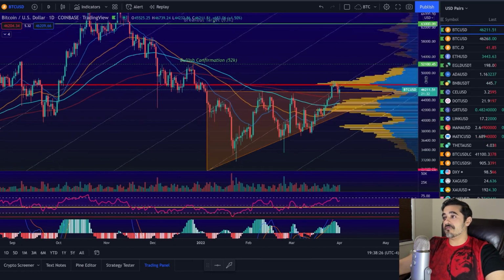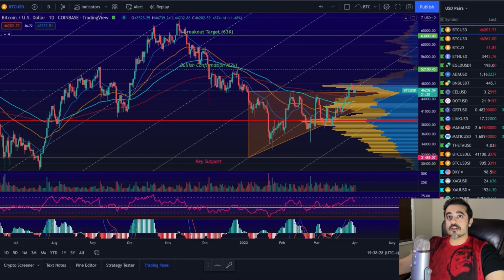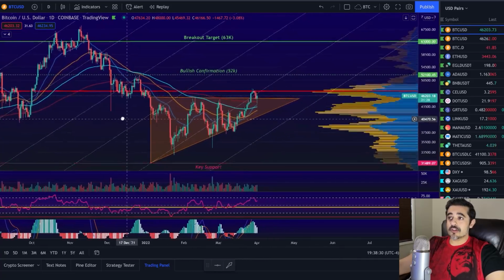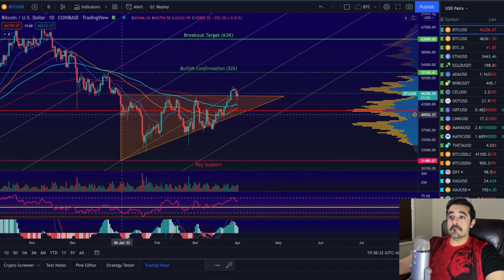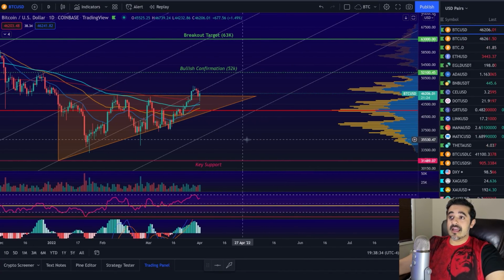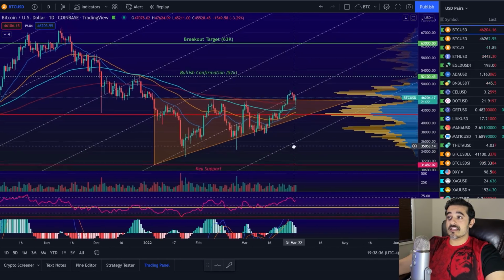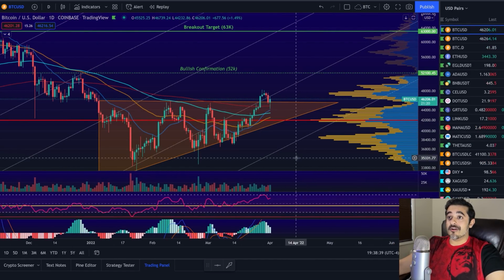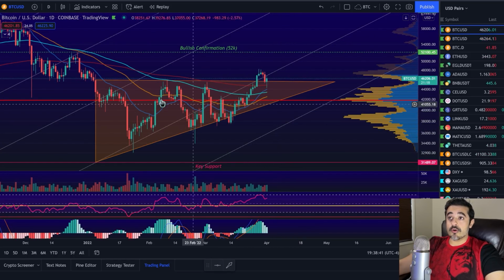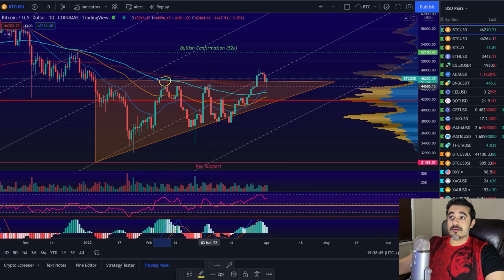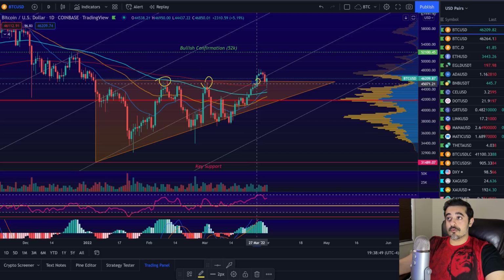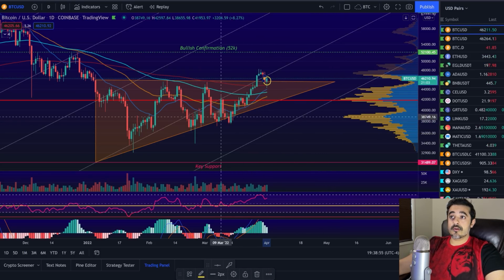Now we're going to zoom out even further to look at the much larger picture. And that much larger picture is this multi-month ascending triangle. And we have broken above this ascending triangle for the first time. Now, this is where things get even more interesting because we have had this resistance level for months. We've broken this resistance level right here, and now it seems like we have flipped it into support, okay?